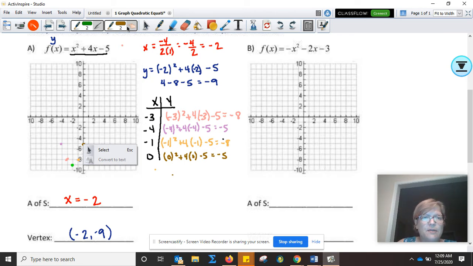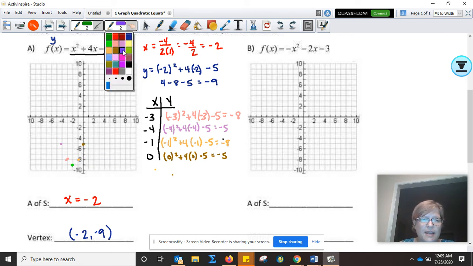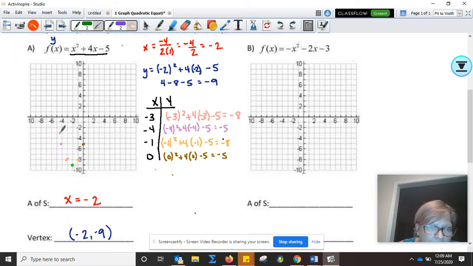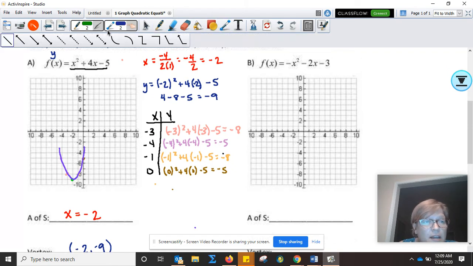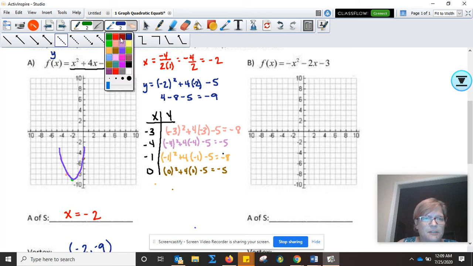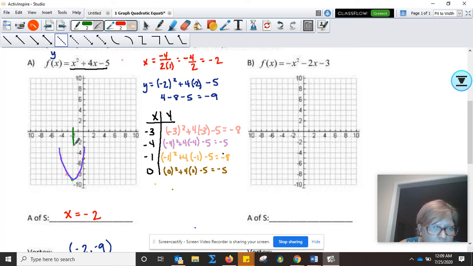So what I'm going to do now is connect those dots and create my graph, my parabola. That axis of symmetry cuts that graph in half. So I'm going to make this red, the axis of symmetry, x equals negative 2. So that right there is your axis of symmetry.